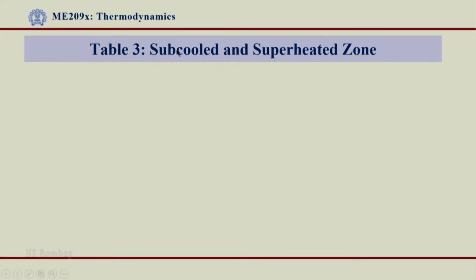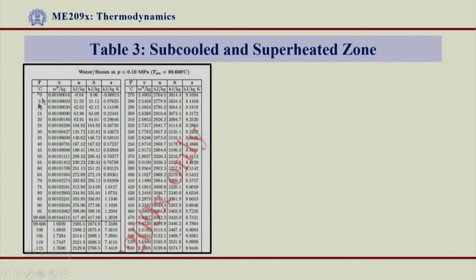So, welcome back. Now, let us see table 3 actually, and let us look at the properties that table 3 gives. So, table 3 is the subcooled and superheated zone, and this is how table 3 looks, and this is what we had seen earlier when we browsed through the steam table.